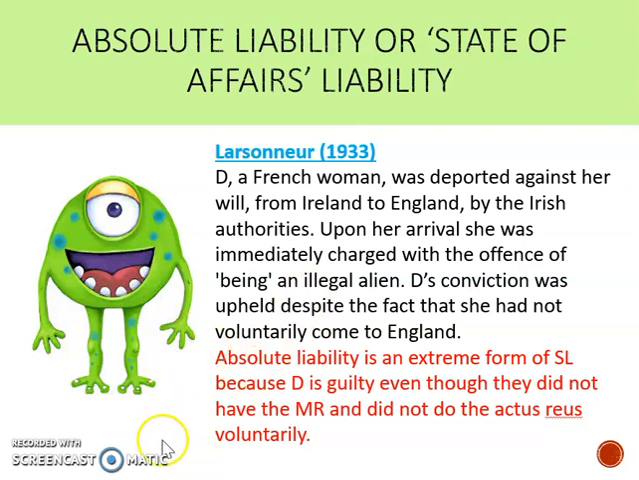And you can see here our principle is that absolute liability is an extreme form of strict liability. Our defendant Larsonneur was guilty even though she didn't have any mens rea, she didn't even want to come to England, and she didn't do the actus reus voluntarily because she was dragged here by the Irish authorities. So that seems extremely harsh. But it's often referred to as state of affairs because when you think about what's happening here, she's being penalised for being an illegal alien, for a state of affairs. So are you here illegally? Yes, you are. Right, you're guilty. The court's not going to inquire as to how you got there.